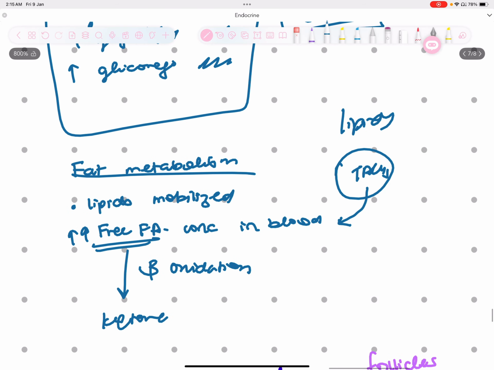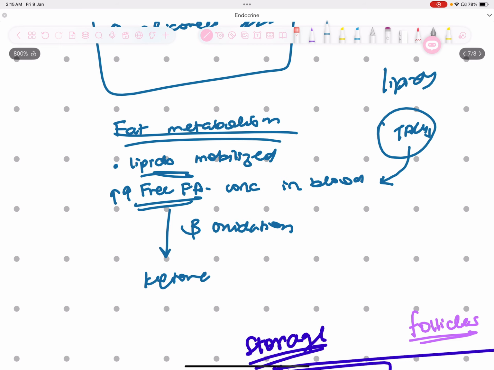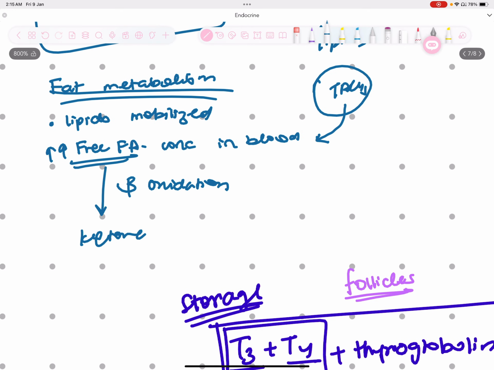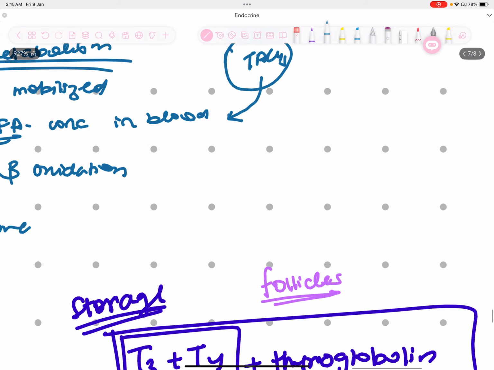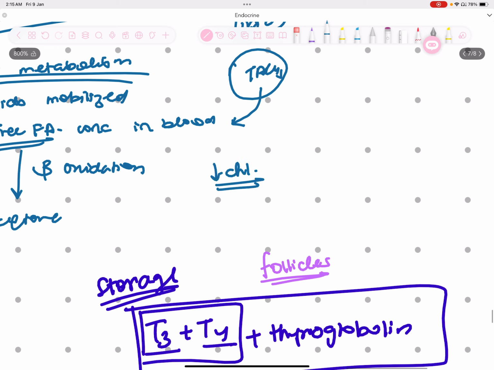So for fat metabolism, you can just learn that increased lipids are mobilized and there'll be increased free fatty acid concentration in the blood. And the effect on plasma and liver fats? Even though there's increased free fatty acid, there'll be decreased concentration of cholesterol and lipids. So even though fatty acids are increasing, when you talk about phospholipids and cholesterol, they decrease because of thyroid hormone. So cholesterol and phospholipids decrease. You have to learn it as it is.